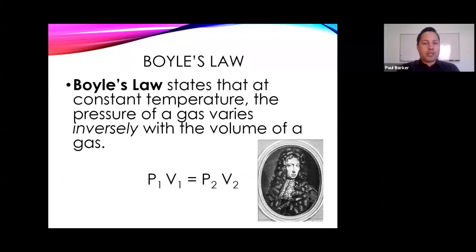In the formula you see at the bottom of the slide, we have P1 times V1 is equal to P2 times V2. The P here is pressure in any pressure unit, including ATM, mmHg, PSI, and the V is volume in any volume unit, including liters, milliliters, centimeters cubed, and so on.